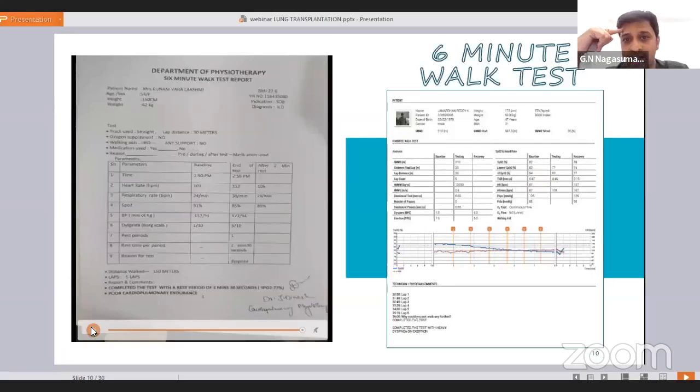This 35% is definitely low, so my exercise prescription planning should be very careful. That means this test tells me to start the exercise program at very low intensity levels. Along with this, we have to take his musculoskeletal assessment. If he has any musculoskeletal pains, I need to address those too.